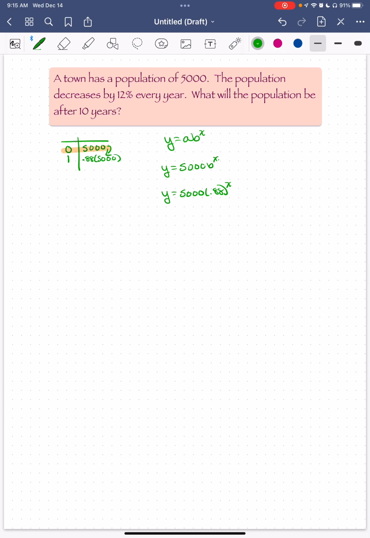And then from there, now that I have my model, so here's my model, now I can answer my question. I want to know what the population will be after 10 years. So when x is 10, what is y? So y is 5,000, 0.88 to the 10th. And I'm going to my calculator. So 5,000 times 0.88 to the 10th power. And that's going to be 1,392.5, which I'm going to round to 1,393 people.